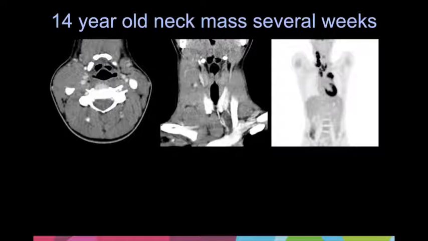However, the presence of multiple cervical and mediastinal lymph nodes and several week history of symptoms in the absence of respiratory symptoms makes us most concerned about lymphoproliferative disorders. This patient was subsequently confirmed to have Hodgkin disease.